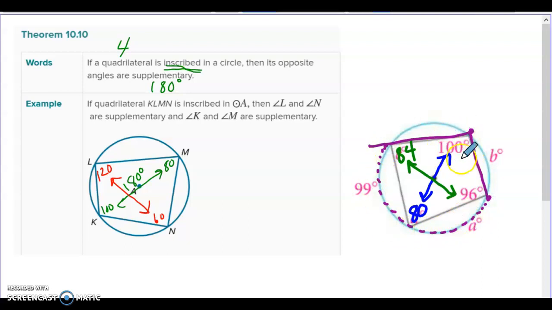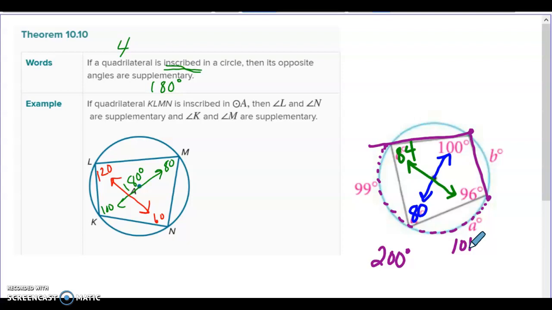So if the angle is 100, the intercepted arc would be double because that's what we do for inscribed angles. So if this big arc is 200, I've already used 99 over on that piece of the arc, then that means arc A would have to be 101. Okay. All right, then finding arc B.